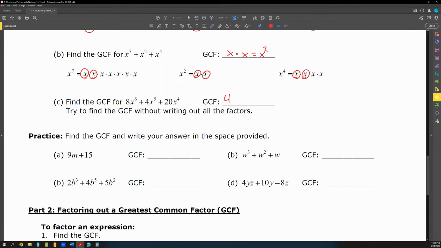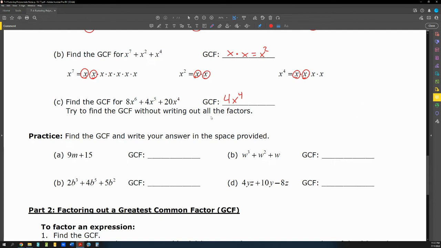Now let's consider the variables. We have 6 x's in the first term, we have 5 x's in the second term, and 4 x's in the final term. So out of all three of these terms, how many do they all have in common? The answer is x to the 4th. So our GCF of this trinomial, the 6th degree trinomial, is 4x to the 4th.